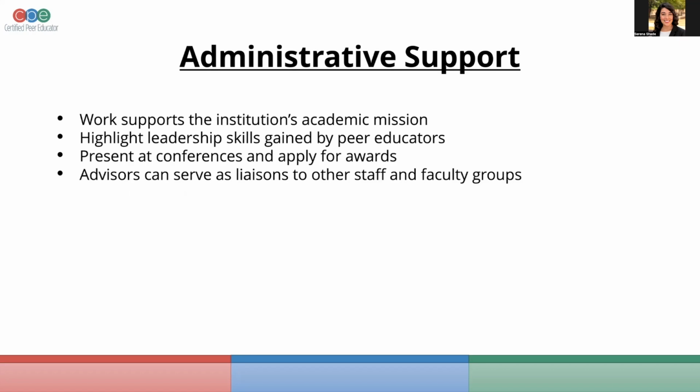Another key to a great peer educator group is being supported by the school's administration. I'm very, very fortunate in my supervisor being extremely supportive of the peer educators that we have. She knows that peer-to-peer education is probably the strongest form of getting our message across. So she's extremely supportive of the work that you all do.